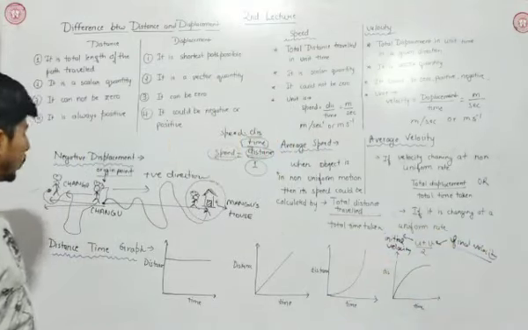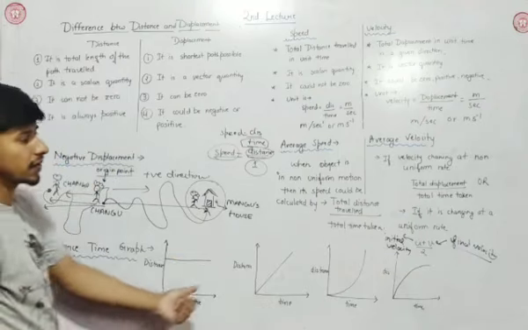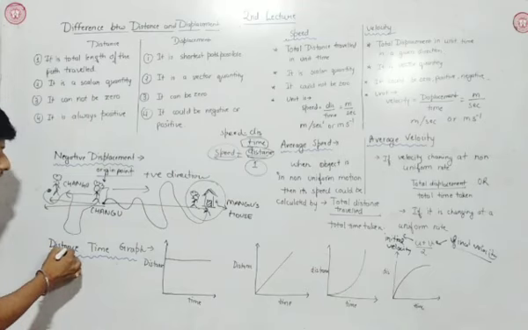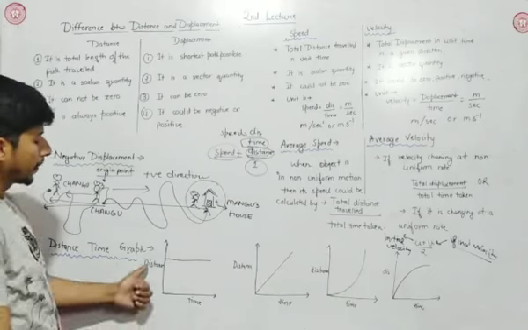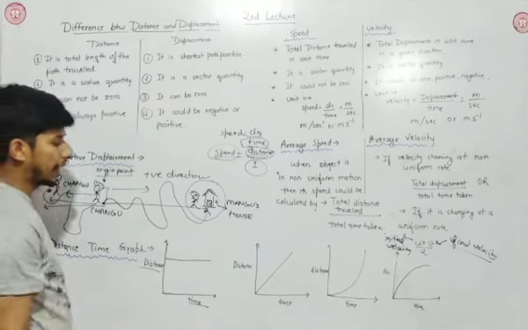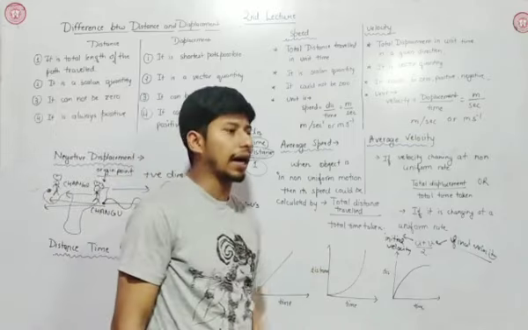Now we will talk about these distance time graphs. Some graphs you can see here, 4 graphs. These graphs are actually distance time graphs. On the y-axis I have taken distance, on the x-axis I have taken time. Okay, so let's discuss these 4 graphs.